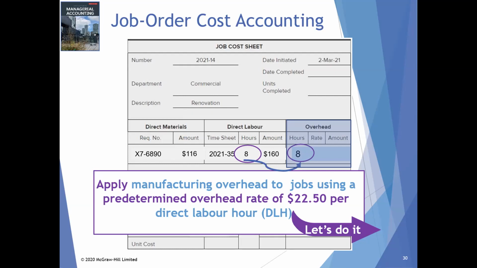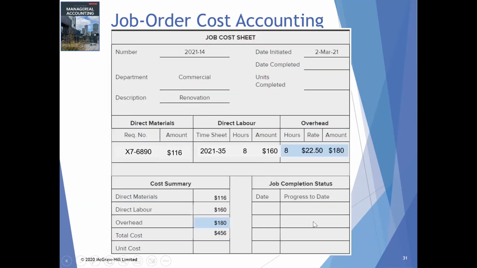Now, coming back to the job cost sheet, we can see direct material 116, direct labor 160. Now we know that 8 is the direct labor hours, and this is what we calculated based upon the previous example. So 8 hours into 22.5 per direct labor hour, DLH. In this case we have 180, and the total will be 456 that we have calculated. This is the total cost that we have here.